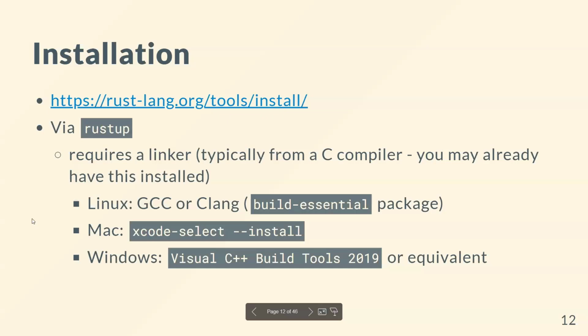So installation, I would say as a language, Rust is probably one of the easiest to set up out there. There's really great instructions on the Rustlang website, which tell you how to install it. The main way they recommend doing it, which I would recommend for all of you, is using RustUp.